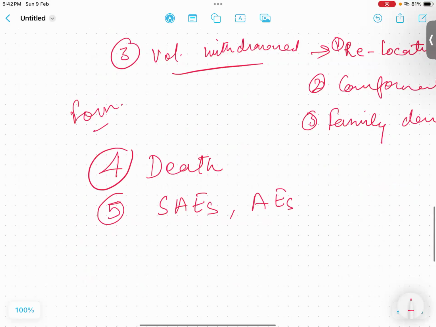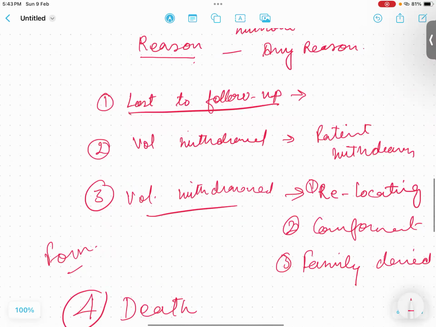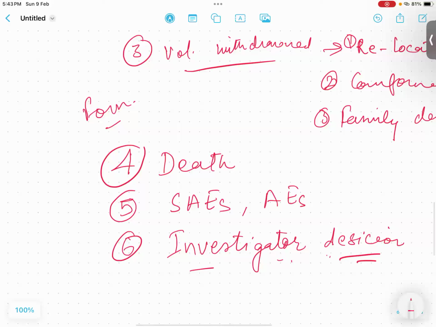Or there is another reason for patient discontinuation. Investigator. The investigator thought that for the patient's better health, they should not be part of this clinical trial, because this is an experimental trial, for their health safety. One example is, suppose a patient participated in a clinical trial, and they got pregnant. The moment they came to know, they said so. These reasons can be endless, but these are mostly the categories.